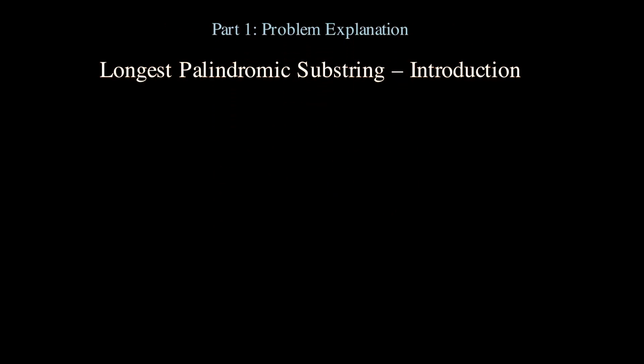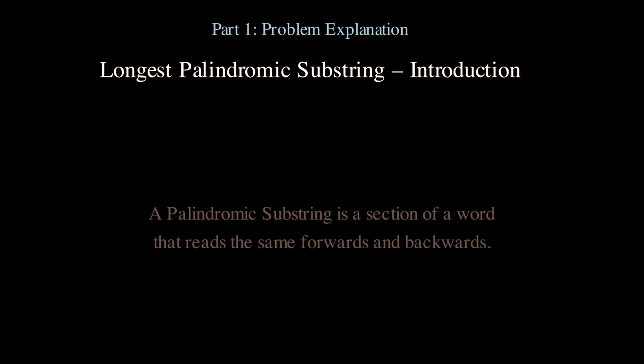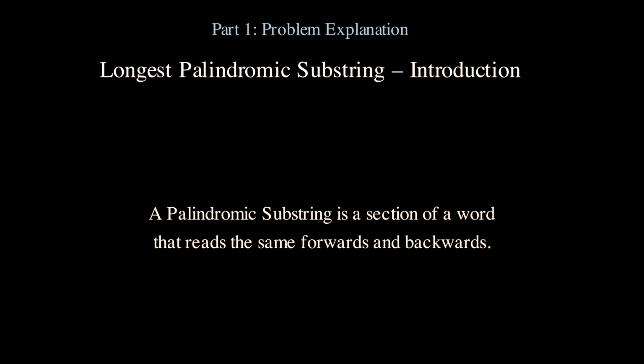Let's dive right in. First, let's clarify what we mean by a palindrome. It's a word that reads the same forwards and backwards. Some fun examples are race car and taco cat.